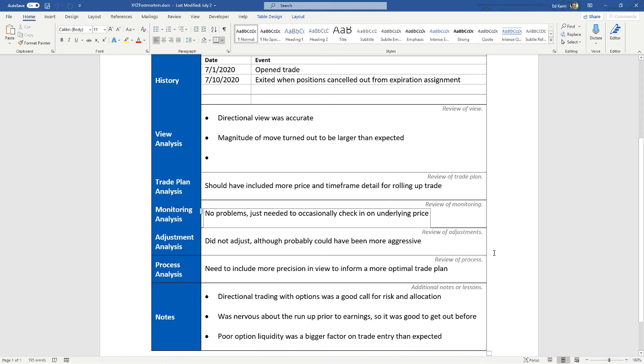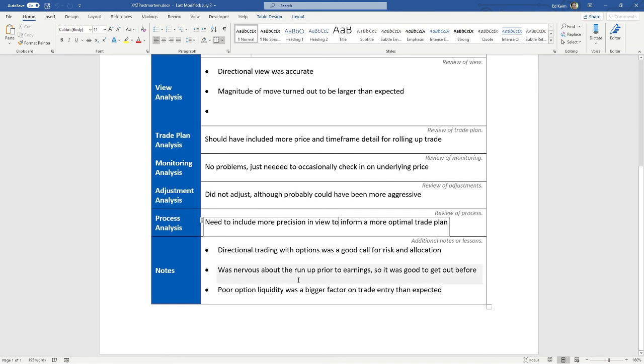Finally, we talk about monitoring. In this case, we were just looking at underlying price, so it wasn't that big of a deal. And then the adjustment analysis, we didn't adjust, but we probably could have. And then finally, just a bit of talk about the process overall, critiquing whether we followed it and how well it fit. And then some general notes. This is kind of the cheat sheet for what you'd want to know before you were going to trade. And these three sample sheets come into play in some of the training we have on our site.